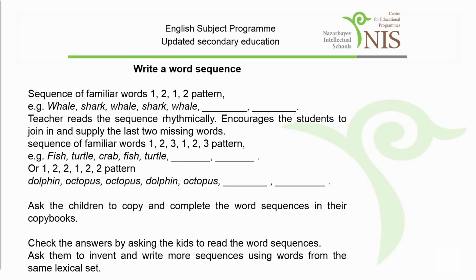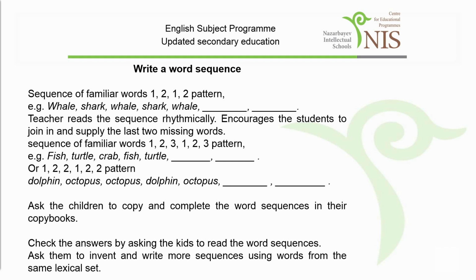First, write a sequence of familiar words on the board following a 1-2, 1-2 pattern. For example, whale, shark, whale, shark, whale, then add a space and a space. Be sure to read the sequence rhythmically and encourage your students to join in and supply the last two missing words. Then repeat the procedure with other word sequences from the same lexical set.